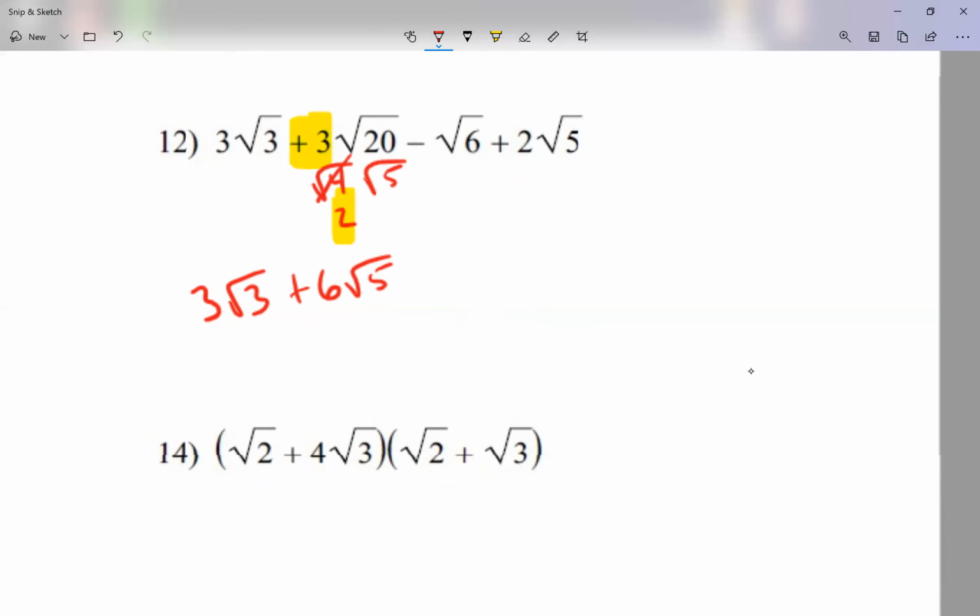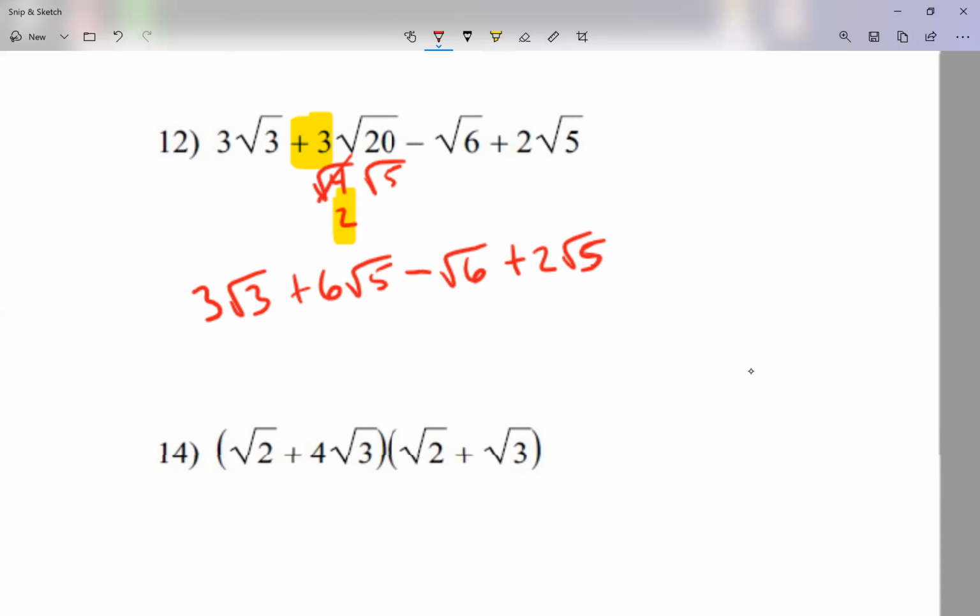Now the next one, radical 6. I cannot do anything, so let me write this as minus radical 6. We can think of that as 2 times 3. I can think of a multiplication equals 6, but neither of those are perfect squares. In order for me to simplify this, I have to think of a multiplication where one of my numbers has to be a perfect square. So I can't. And my last term, 2 radical 5, nothing I can do. Cannot simplify this. So I simplify all my radicals.